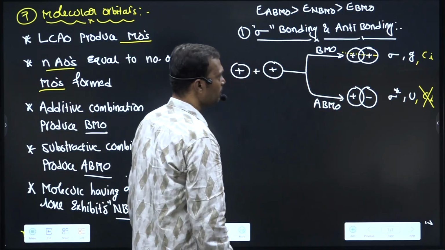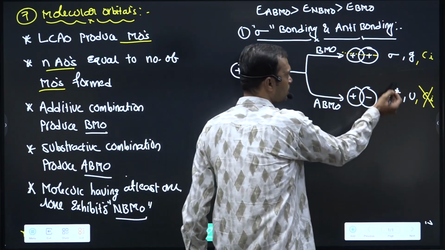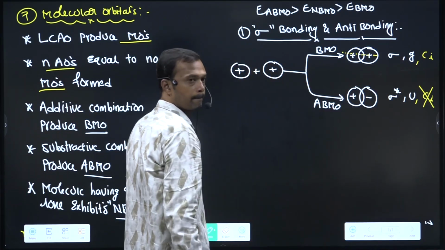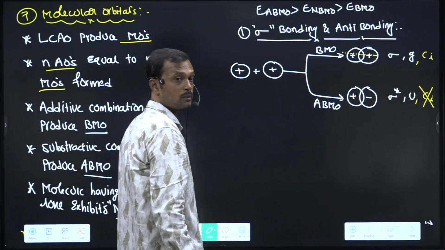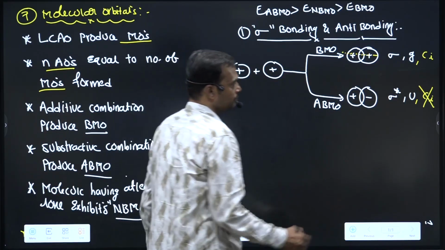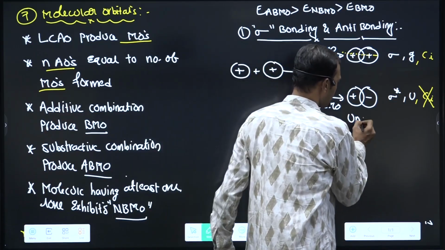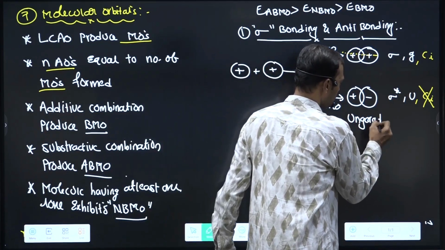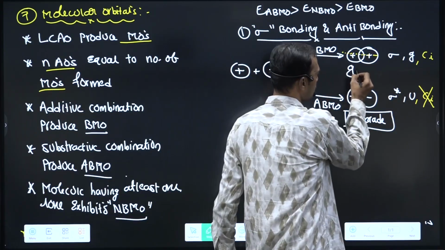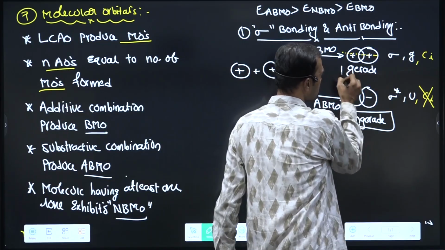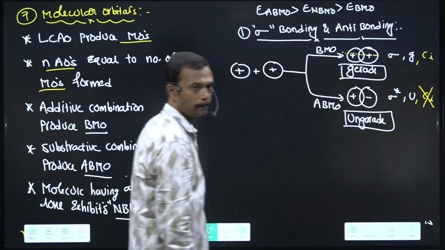So between sigma BMO and sigma star ABMO, which is gerade? Sigma is gerade. Sigma star is ungerade. Ungerade means no center of symmetry. This is called gerade. Gerade is represented by g, sigma.